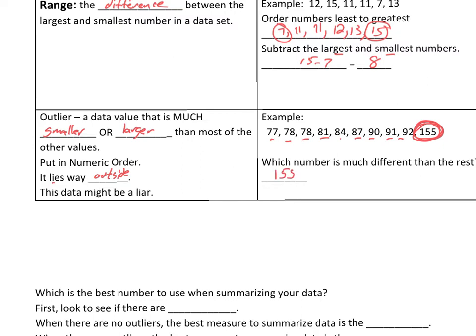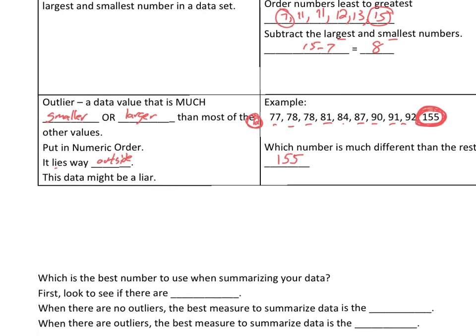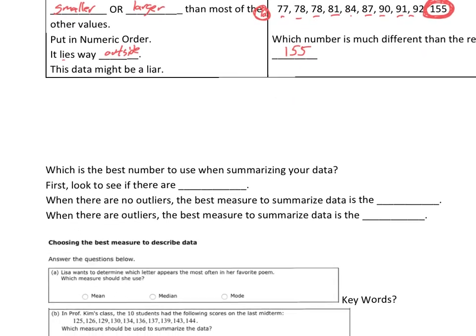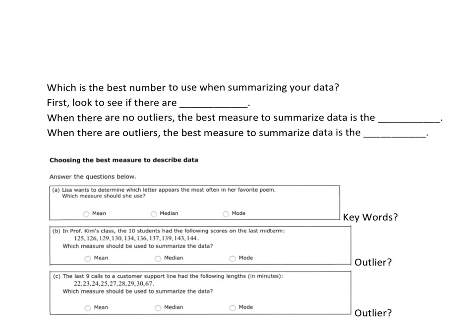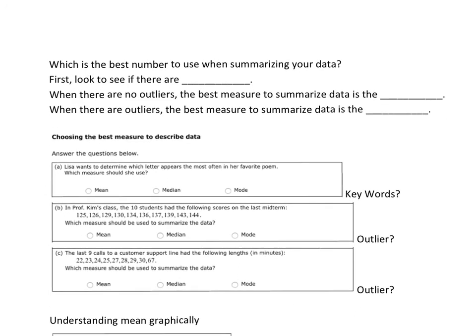Okay, or it could be a number way smaller. If I had the number 12, that's an outlier. Might be a liar. Doesn't fit in with the rest. The number that doesn't really tend to belong. There are mathematical ways to find this, but for now in 6th grade, we're just dealing with what's obvious, which number is kind of unusual.